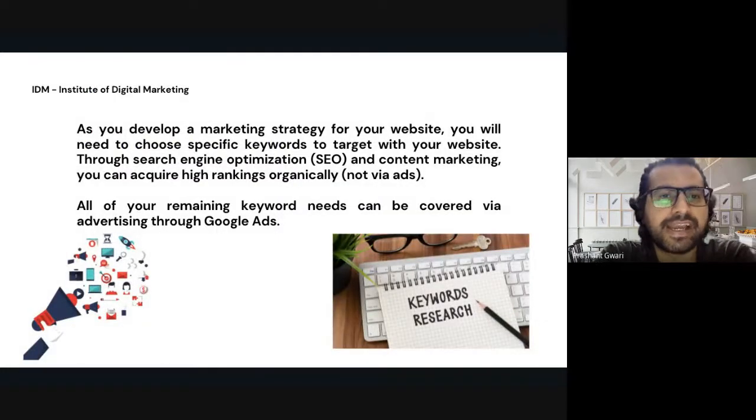Now, as you develop a marketing strategy for your website, after creating your website, obviously you will create an SEO marketing strategy for it. How you will rank your website, how you will generate website traffic, how you generate leads. You will need to choose a specific keyword to target with your website. That means you have to pick a focus keyword. We also call it a focus keyword. It's not that you will target every keyword, because if you target every keyword, your sentences, your website, your content will not look good. So you have to pick one focus keyword, or maybe two, for your website.